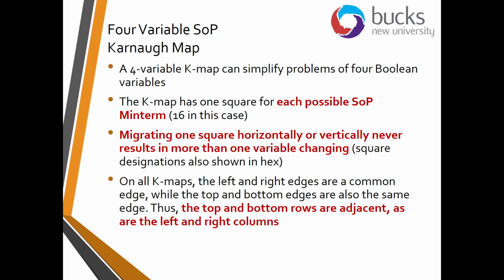With K-maps, we assume that the left and right edges are actually touching, and also the top and bottom are touching. This is important when we use the K-map, that we view it in that way, because it's all about adjacencies. If you see those two edges, top and bottom, left and right, as being adjacent, then it will help you use the K-map to simplify, which we'll come on to, but that's the first rule.